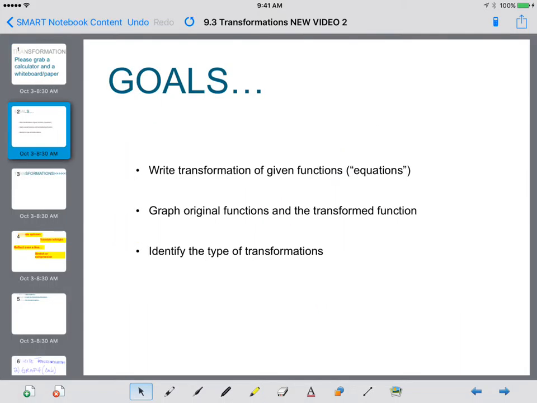Our goals for today are to be able to write a transformation of given functions in our equations, to graph original functions and the transformed function. For this, we're going to need our calculator. So again, can't stress enough, you need a graphing calculator to do this. And then we're going to identify the types of transformations.